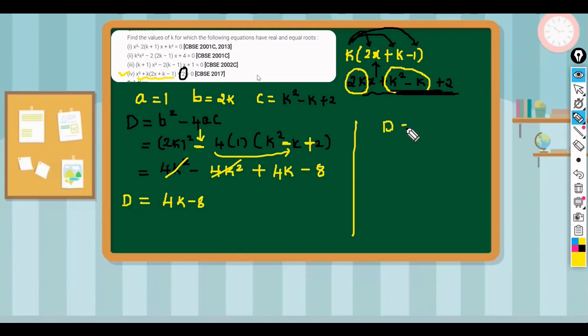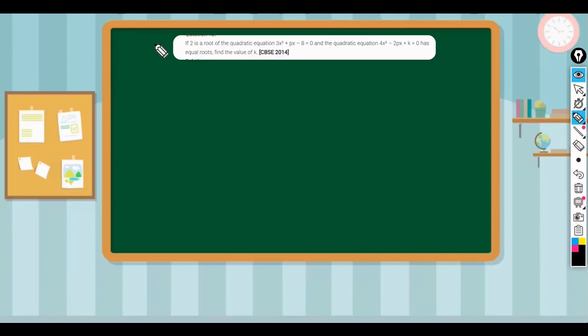Then they have given you that the roots are real and equal, so you will apply the condition d equal to 0. That means you will equate 4k minus 8 equal to 0. That means you will get k equal to 8 by 4, which is nothing but 2. Hope you understood. Yeah, students, this is a very important question. Okay, so focus. Little tricky but very easy to do. Just read out what is there.